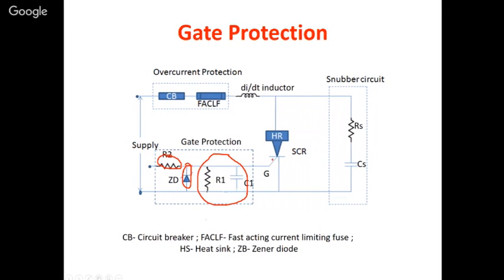And one more thing is done in this gate circuit. It is not shown as such here, but the coils will be coaxial and twisted so that electromagnetic interference from nearby circuits can be eliminated. So when the gate circuit, the gate wire, is twisted, gate protection is also done. So this is the gate protection overall.